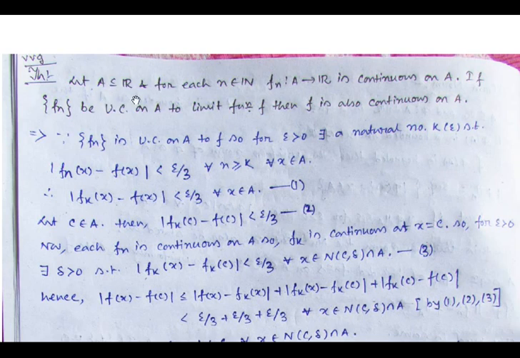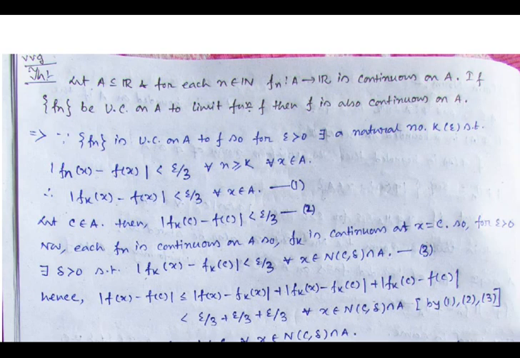The statement is that if we are considering a set A which is a subset of the set of real numbers, and for each and every n belongs to natural numbers, each f_n from A to R is a continuous function on A. Now if the sequence of functions f_n is uniformly convergent on the set A to a limit function f, then the limit function f is automatically continuous on the set A.